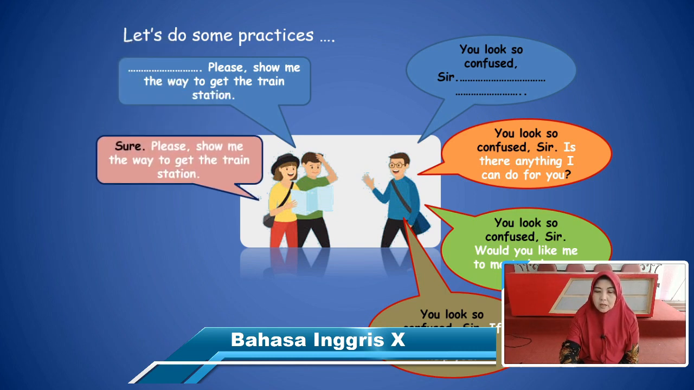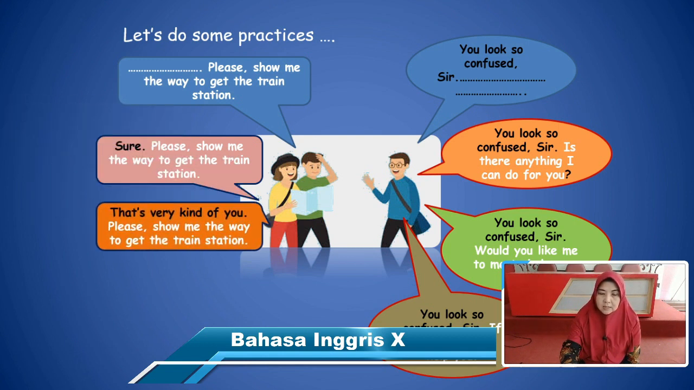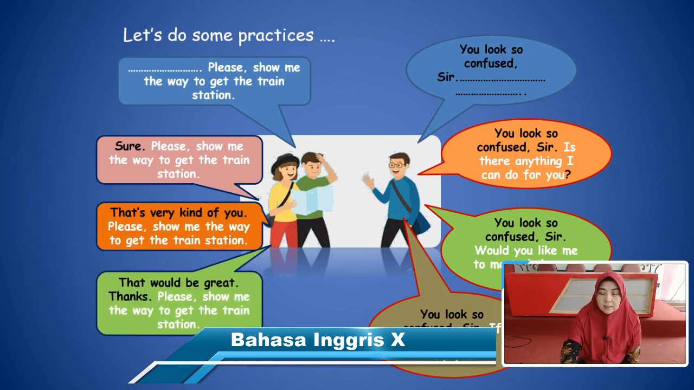Okay. The man or the woman can say, "Sure. Please show me the way to get to the train station." Or maybe, "That's very kind of you. Please show me the way to get to the train station." And maybe another option is, "That would be great. Thanks. Please show me the way to get to the train station."